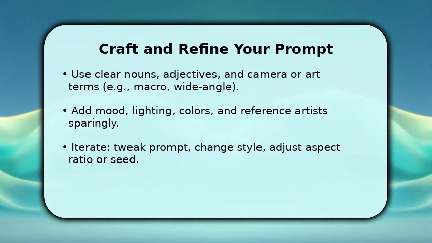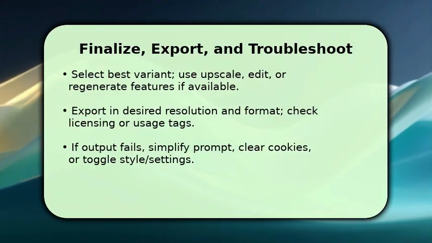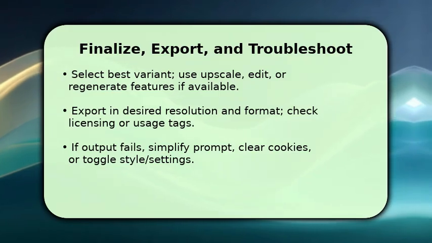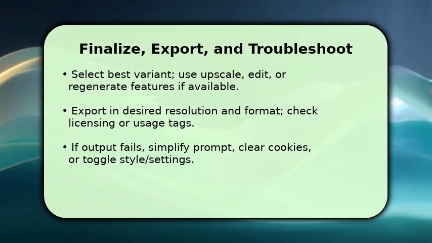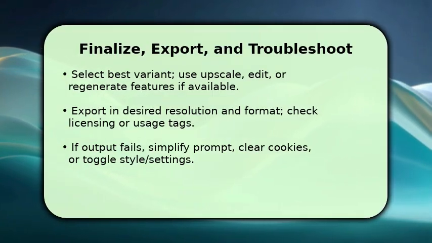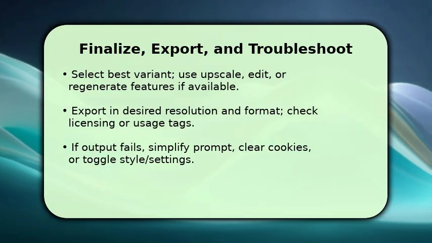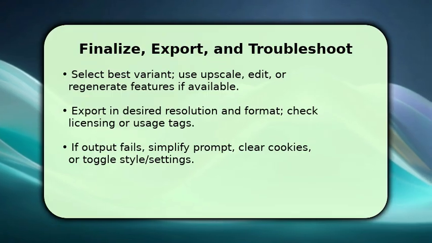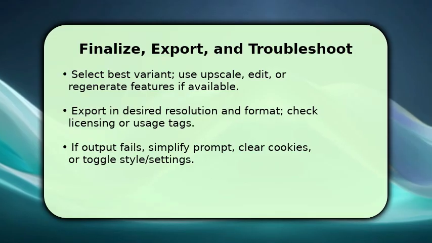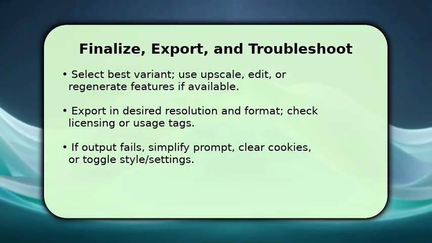You review generated variants and pick the strongest composition, then use upscale or in-app edit tools to increase resolution or tweak details. Export the image in the format and size you need, and verify usage and licensing tags to stay compliant. If the result is off, simplify your prompt and remove conflicting adjectives or clear cookies and try again. Sometimes a fresh session fixes caching issues. Make sure to toggle style or seed settings to reproduce or explore consistent outcomes before finalizing.